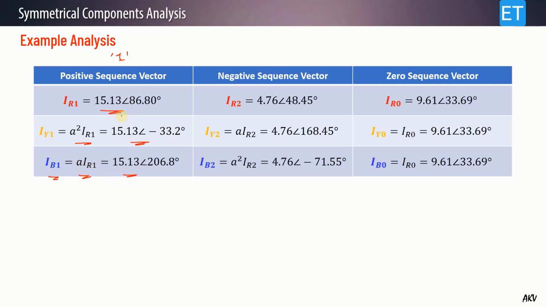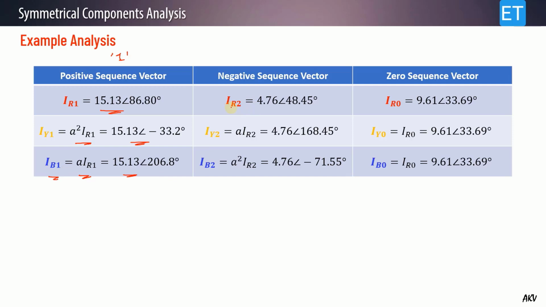Here in this group you can see that all the magnitudes are the same, 15.13, 15.13 and 15.13. That's why they are members of a balanced vector. But let's see the angles also. The angles are 86.80, minus 33.2 and 206.8. If we plot these three vectors, you will see that you get a balanced vector group.